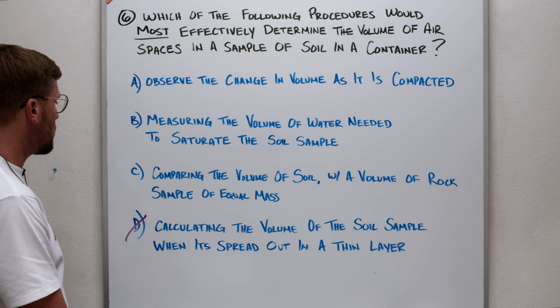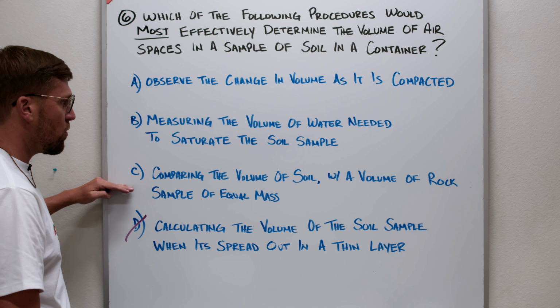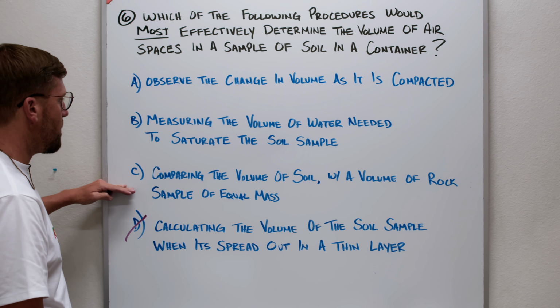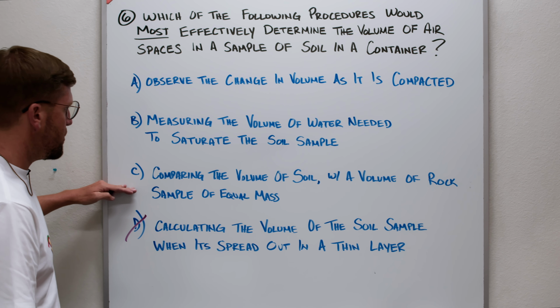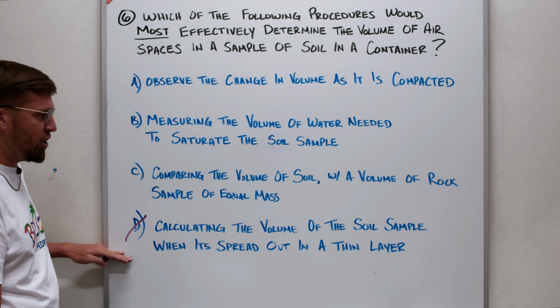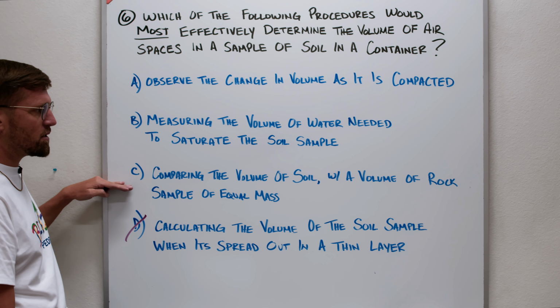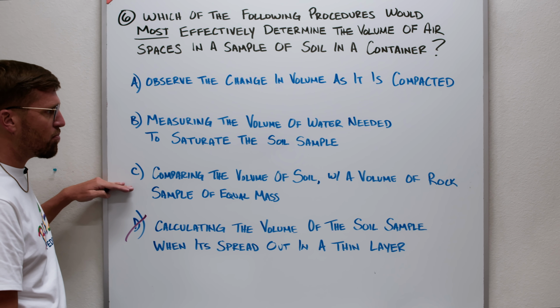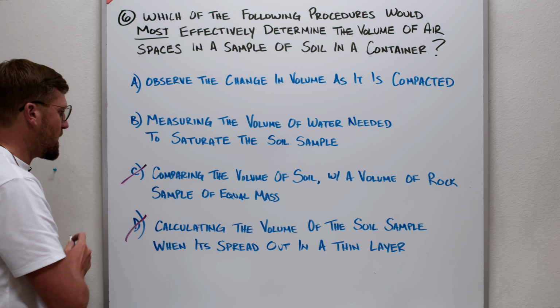Let's just go up the board. Looking at option C, C says comparing the volume of soil with a volume of a rock of equal masses. Well, same thing. You can take a soil and you can redistribute its shape or its contents. You can take a rock and break it down and have equal mass, but that still does not tell you anything about the air pockets that are going to be inside of the rock. So this definitely is not a good answer either.